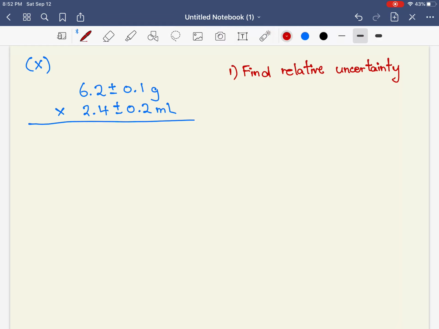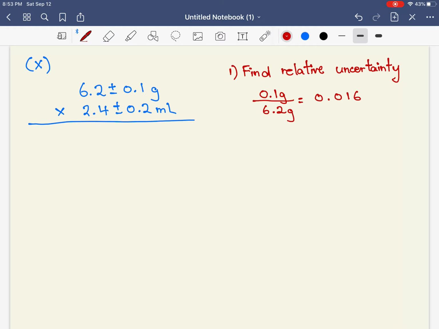So to find the relative uncertainty, it's pretty simple. All you need to do is take 0.1 gram, which is the uncertainty, and you divide that by 6.2. So you're taking the uncertainty and dividing it by the measurement itself. That's how you find relative uncertainty. Now, I can tell you that right now that is 0.016. So that is your relative uncertainty.